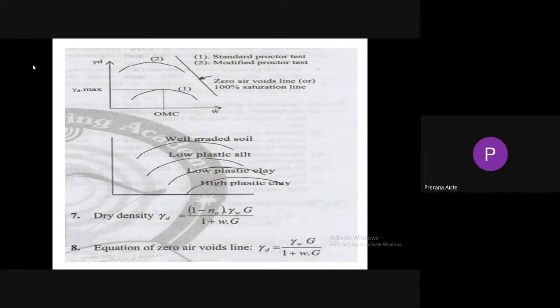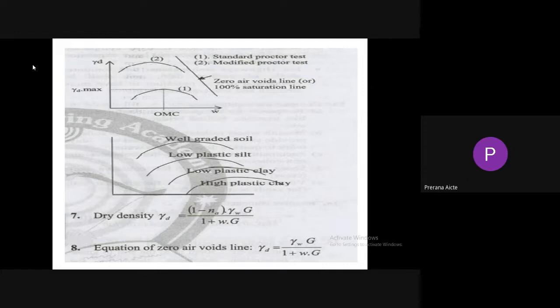So from the graph, we can say that as the compaction effort increases, optimum moisture content decreases and the maximum density increases. In the case of the standard Proctor test, maximum density is less when compared to the modified Proctor test, and optimum moisture content in the standard Proctor test is more when compared to the modified Proctor test. So in the modified Proctor test, we get maximum density at less moisture content. In the standard Proctor test, we get maximum density at more moisture content.